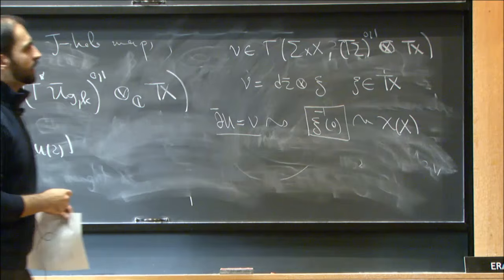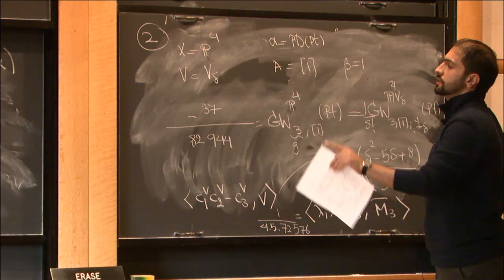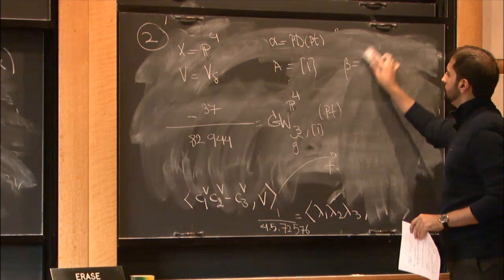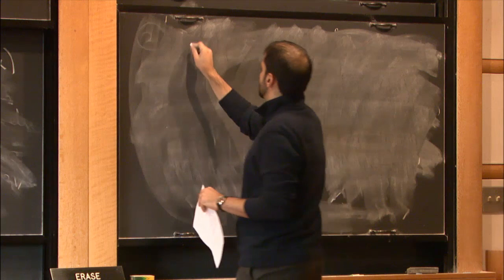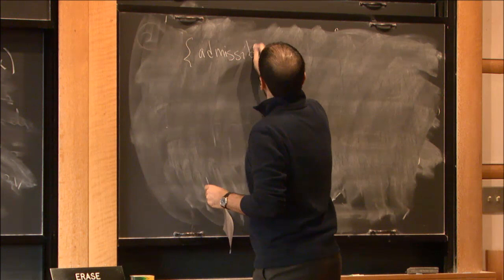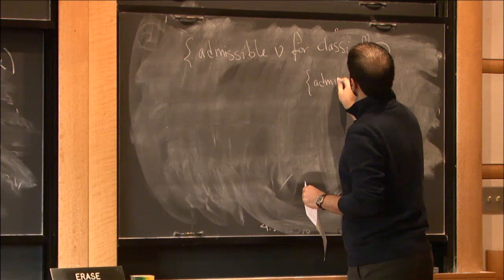Now, if you want to do the relative version, you are not allowed to consider any arbitrary deformation term. You're only allowed to consider those perturbation terms which are tangent to the divisor, with, again, some integrability conditions in the normal direction. So in this case, the space of admissible nu for the classical case is something bigger than the admissible ones for the relative case.